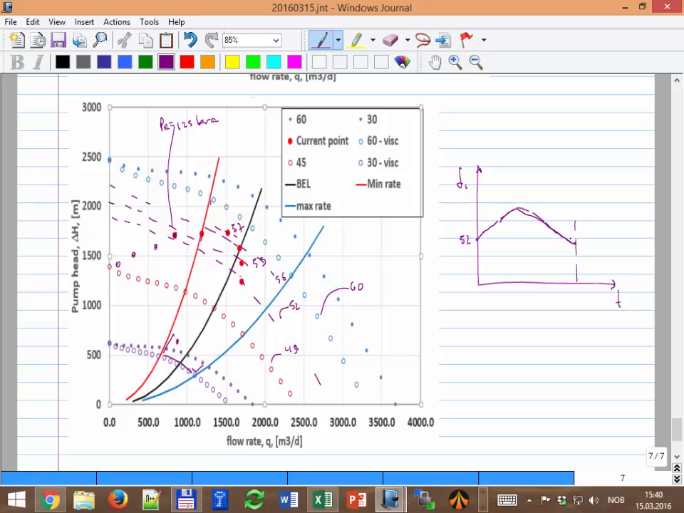No? Okay, so this is one way to do it. I didn't take into account the pump only at the end. I do an approximation, and then I try to see if the points are going to fall within the operational envelope of the pump or not. What is the other approach that I talked about in class before?